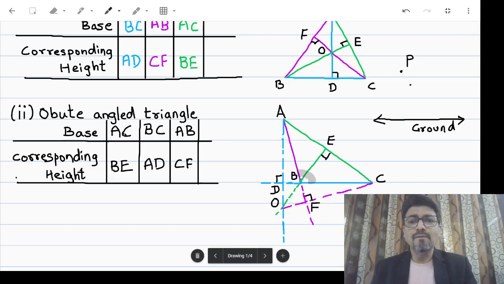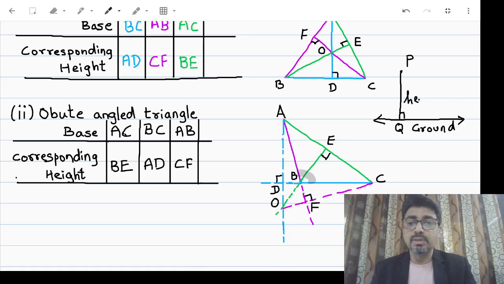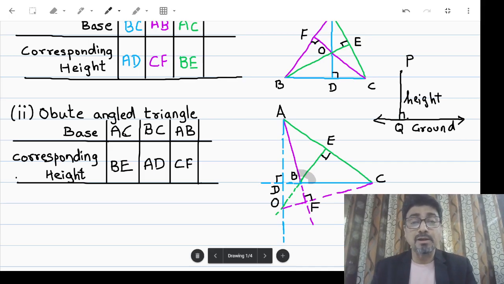What will I do? I will just draw a perpendicular straight line from P to the ground, and if I call this point Q, then the height will be PQ. PQ will be the height. Does it matter where the point Q comes? It's important that PQ is perpendicular wherever that base point Q comes on the baseline or the ground. It doesn't matter. PQ will be the perpendicular for whatever length of the ground.